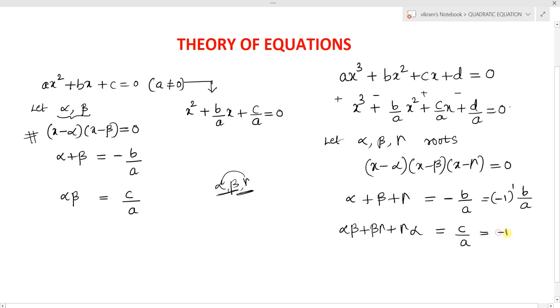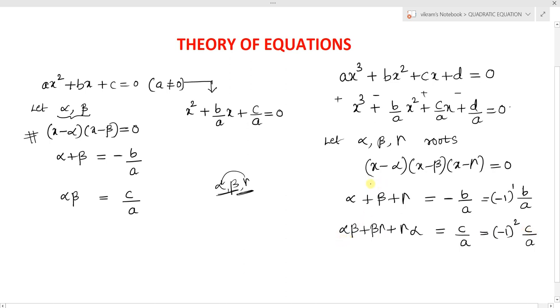That means here minus 1 whole square, since we are taking two roots at a time. The sum of the products of two roots taken at a time can be written as minus 1 whole square into c by a.